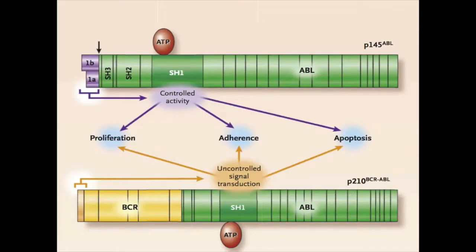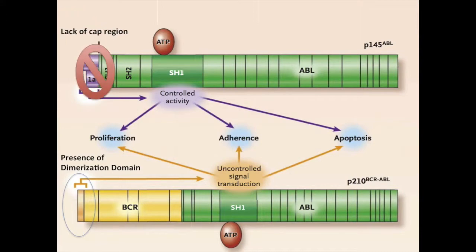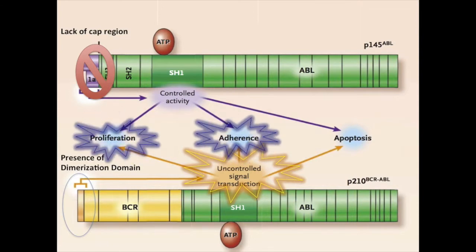It is the presence of the dimerization domain on the first exon of BCR and the lack of the ABL cap region that results in constitutive activation, resulting in uncontrolled signal transduction and interactions with a range of effector proteins, causing deregulated cellular proliferation, increased adherence, and reduced apoptotic response to mutagenic stimuli.